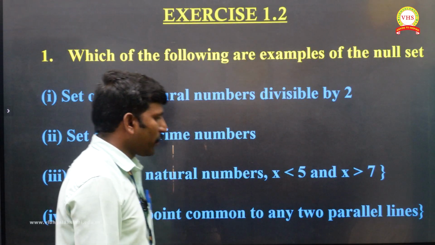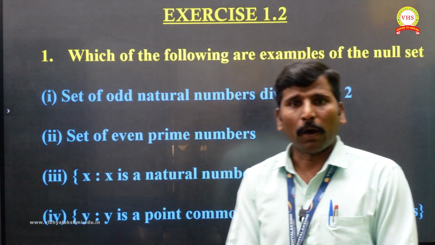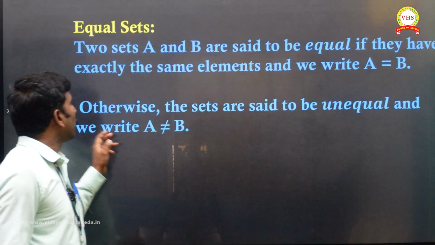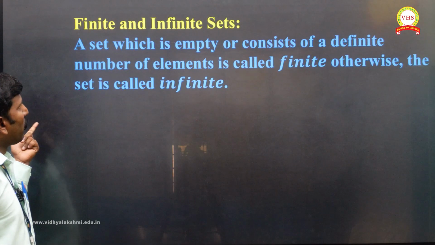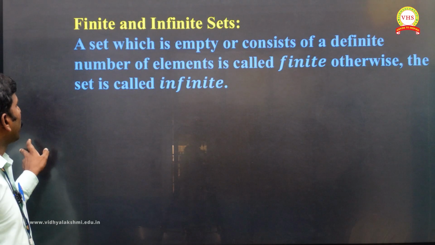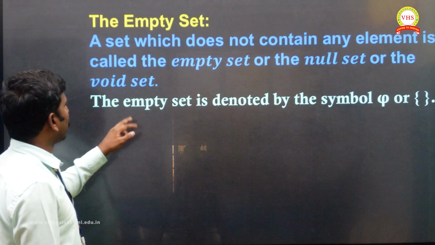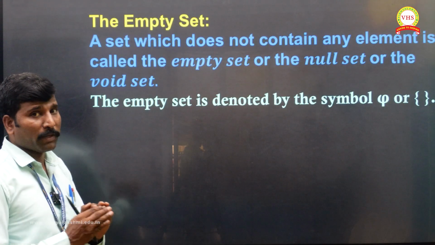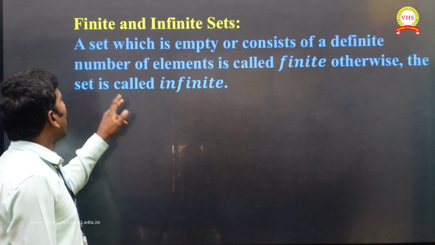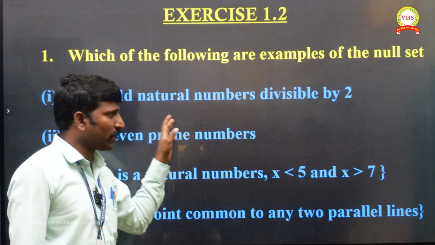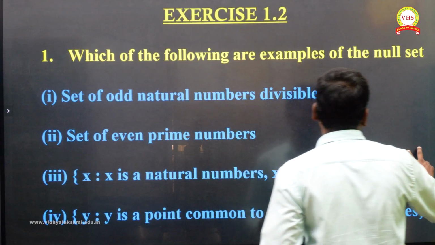Okay, next we are starting the exercise. So these are the definitions which we need, already I gave. Equal set means what, finite and infinite set means what, and one more, empty set. So totally three concepts we have seen today: empty, finite and infinite, and equal set. These things only we are going to face in exercise 1.2.